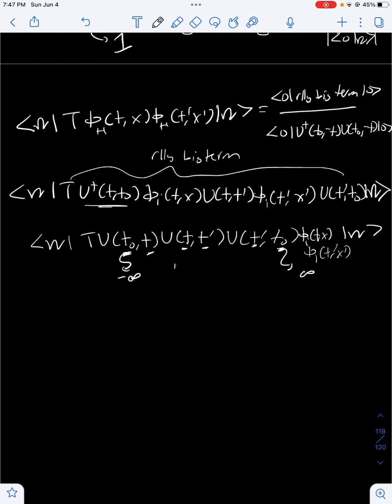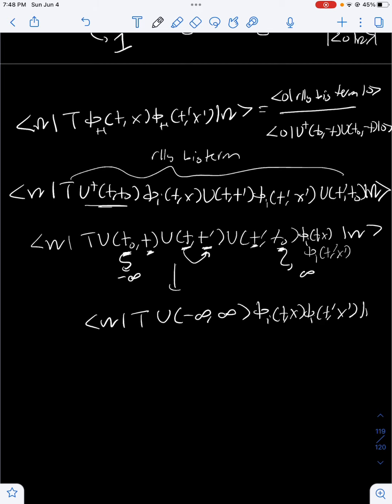So this will just give us the inner product of T of U of minus infinity and then infinity. Because this is minus infinity, that probably gets to t, and this goes from t to another intermediate t prime, and then t prime to infinity. This is the same thing as U of minus infinity and infinity, and then acting on phi t x, phi t prime x prime, and then closing bracket.